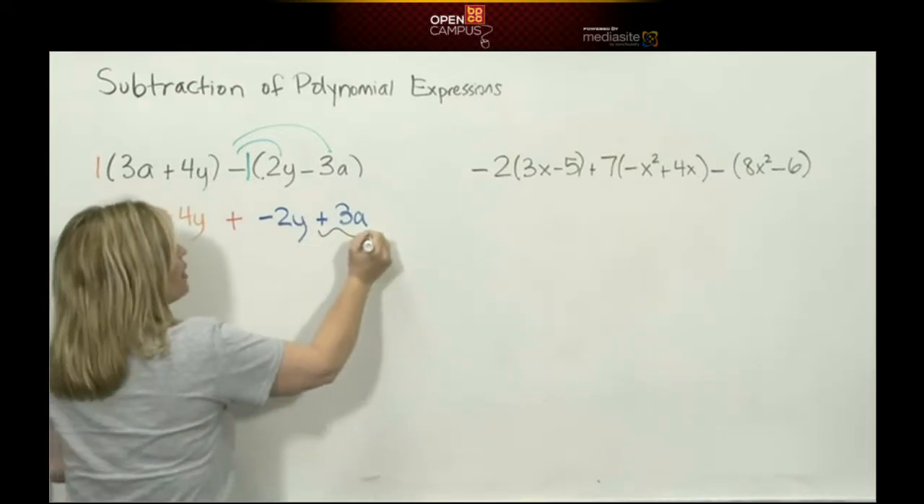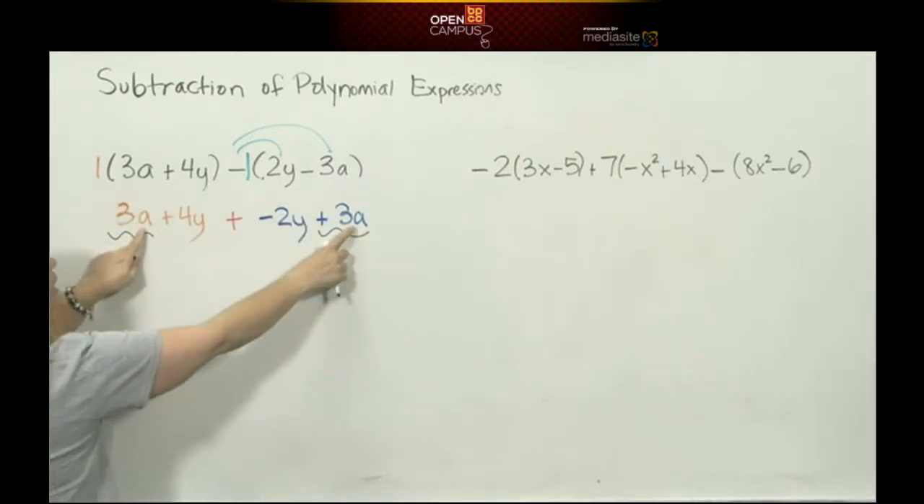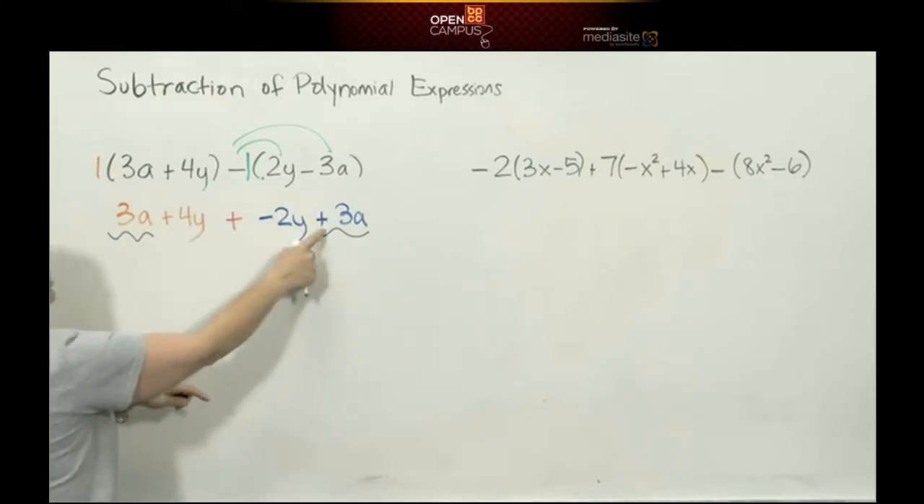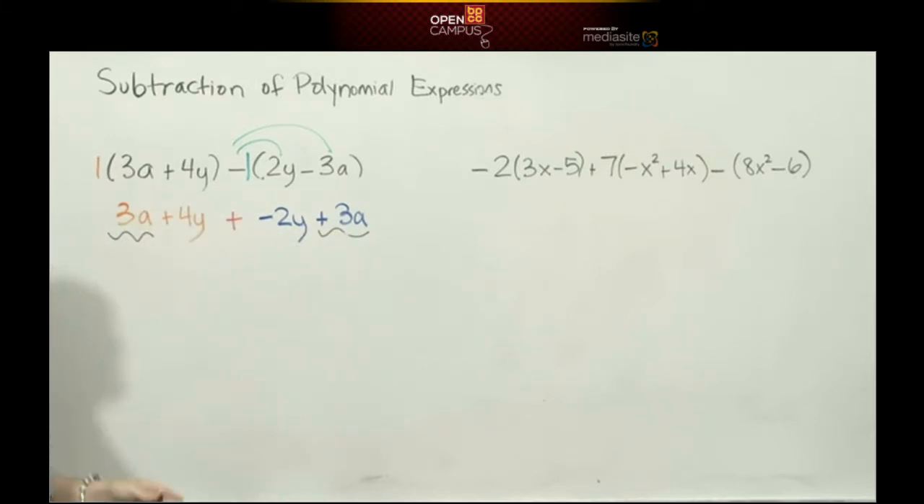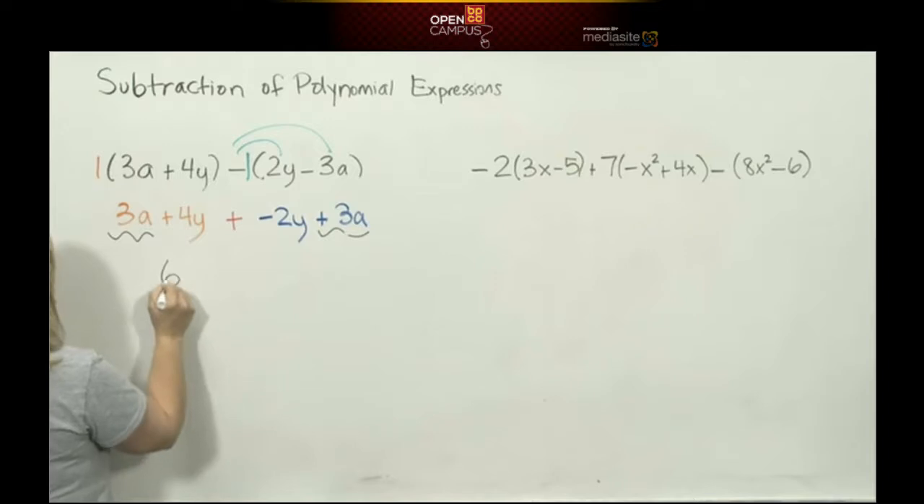3a and 3a are alike. They both have the variable a. I have 3 apples and 3 apples. Both of those are positive, so we'll add and we'll get 6 apples.